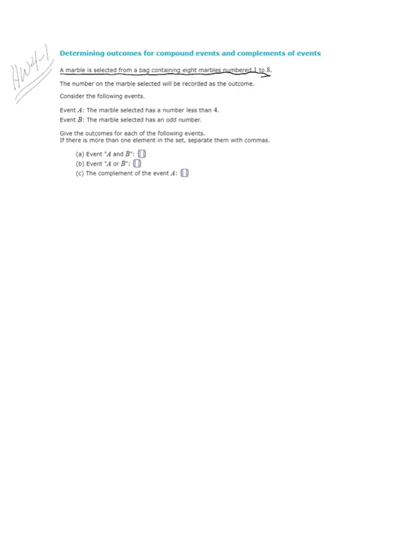So we have to look at event A: the marble selected has a number less than 4. Event B says the marble selected has an odd number. The first thing we're asked to do is come up with the sample set that has marbles less than 4 and an odd number.